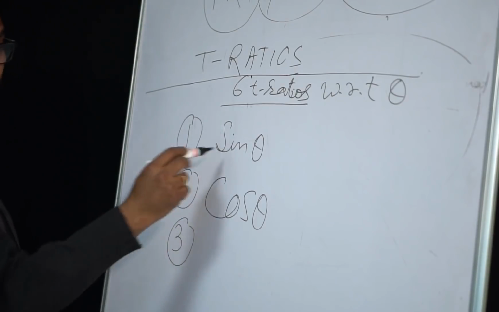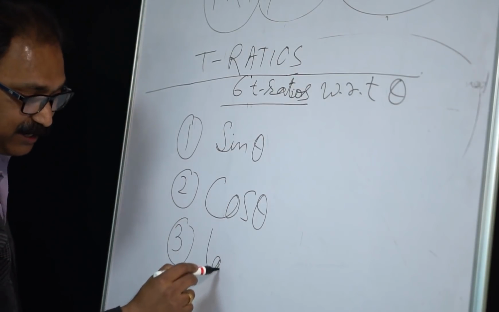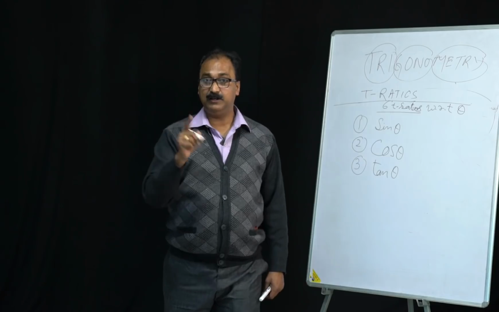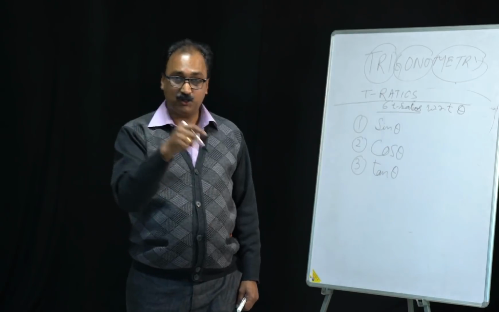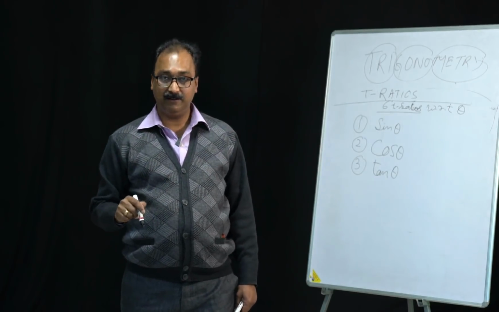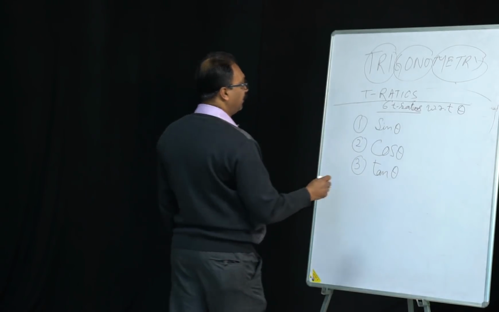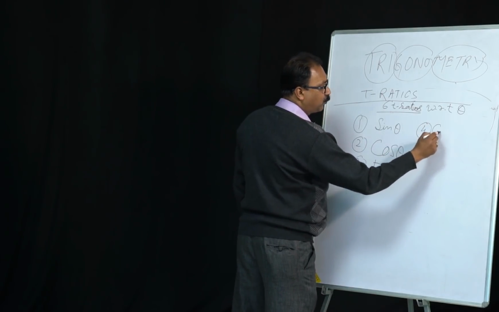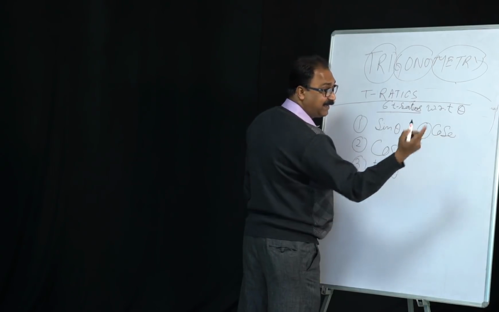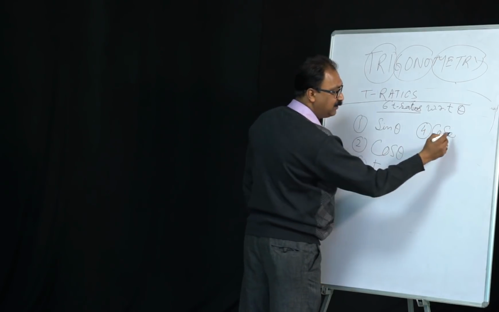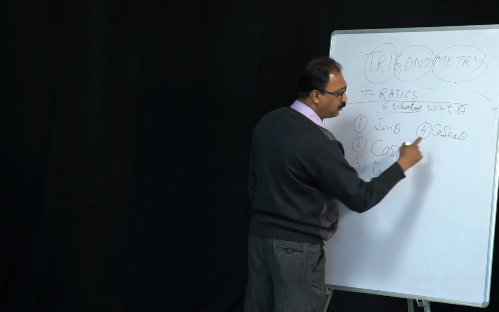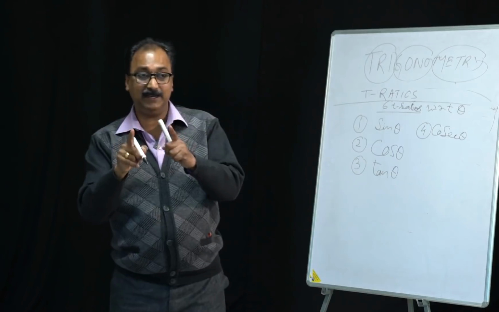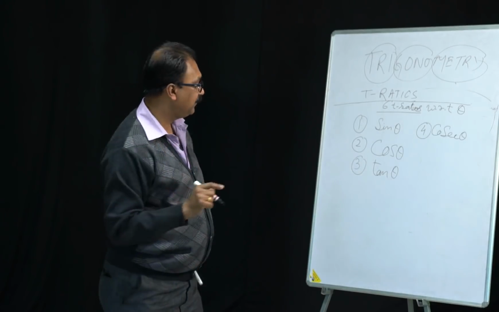Now look at number 3. There is sine, cos, tan. Tangent, but we use tan theta. Actually, tangent theta, but in short we use tan. Clear? Tan theta. The other 3: number 4, cosecant, but we use cosec. In short, cosec theta. The actual name is cosecant. Clear?